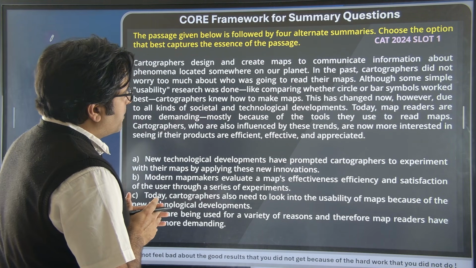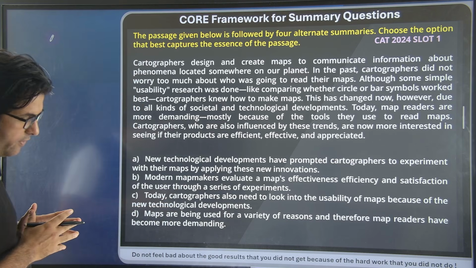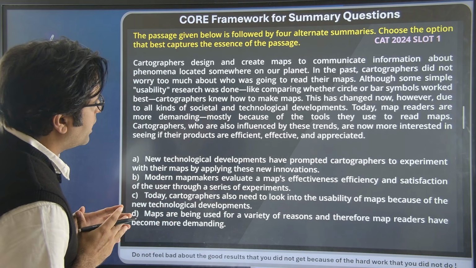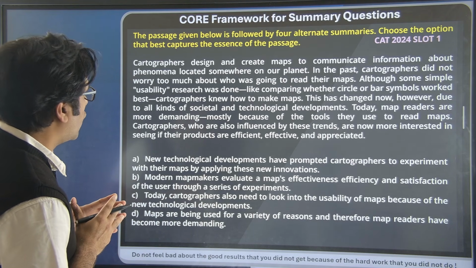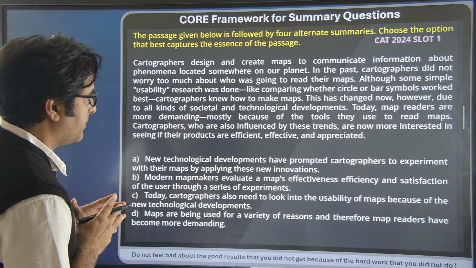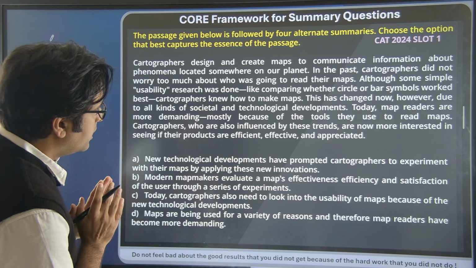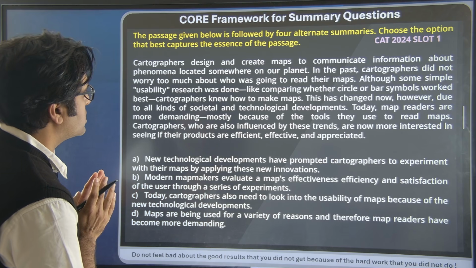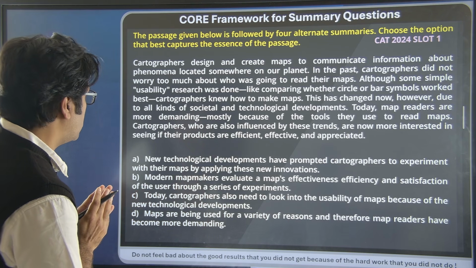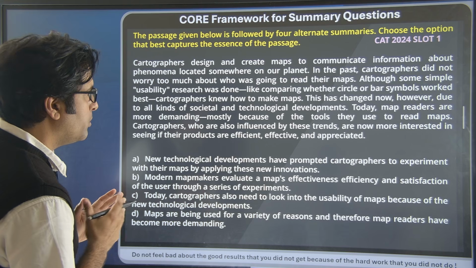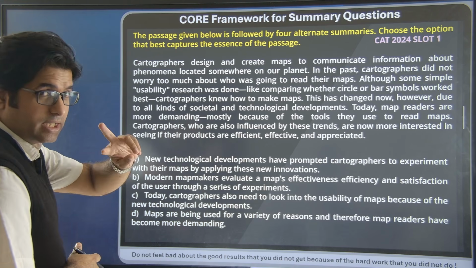Cartographers design and create maps to communicate information about phenomena located somewhere on our planet. In the past, cartographers did not worry too much about who is going to read their maps. So पहले they didn't really worry कि कौन पढ़ने वाला है. Although some simple usability research was done, like comparing whether circle or bar symbols work best, they knew how to make maps. This has changed now. So this is important.